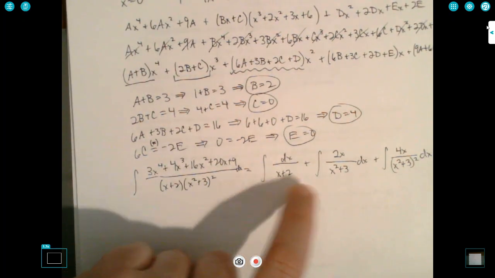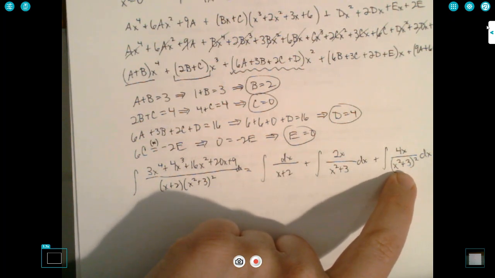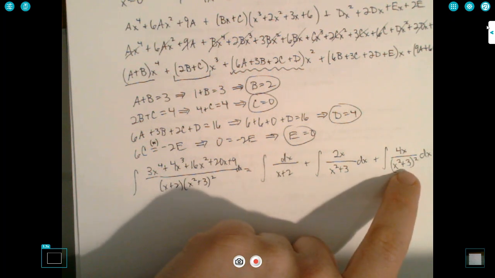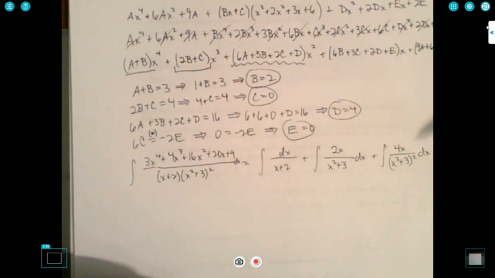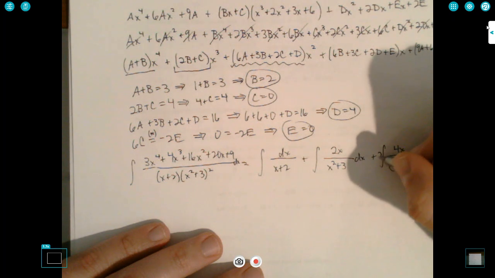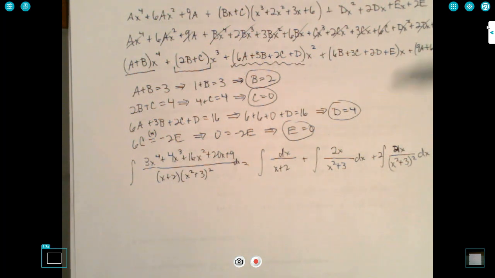This one's just ln of x plus 2. This one is just ln of x squared plus 3. This one, I think I'm going to have to do a u substitution. It's just going to be a u to the negative 2 with some constants going on. So that shouldn't be too terrible either. If I let u be x squared plus 3, du is going to be 2x dx. So I'm going to take out a 2 and put a 2 there. Right? Then I haven't changed anything. So if I let u be x squared plus 3, then du is 2x dx. So this is just du over u squared.